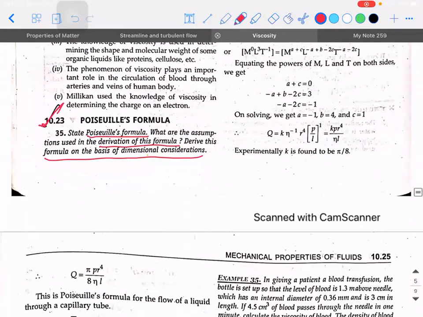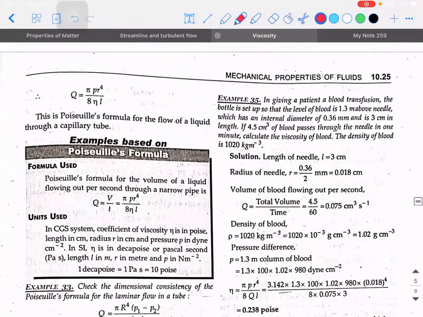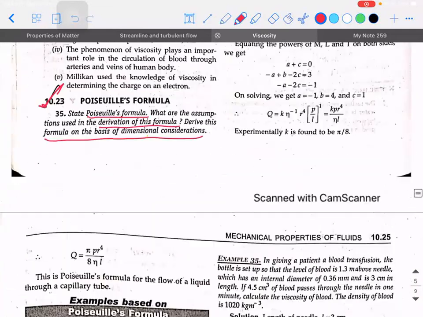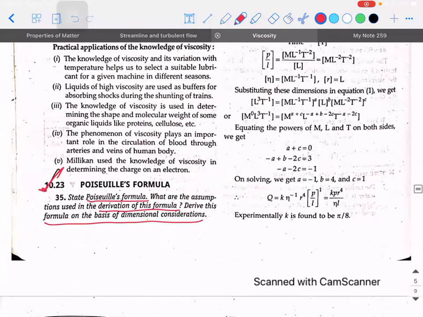The next formula that we are going to see is Poiseuille's formula. After this, we have something called Stokes' law, then terminal velocity. With that, viscosity will be over. Then we'll do one problem based on it. So let's see what this Poiseuille's formula is and what the assumptions used in the derivation are.